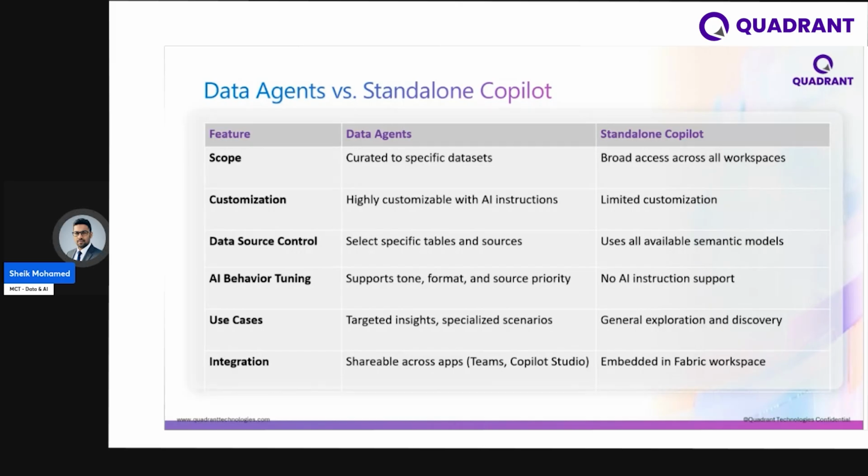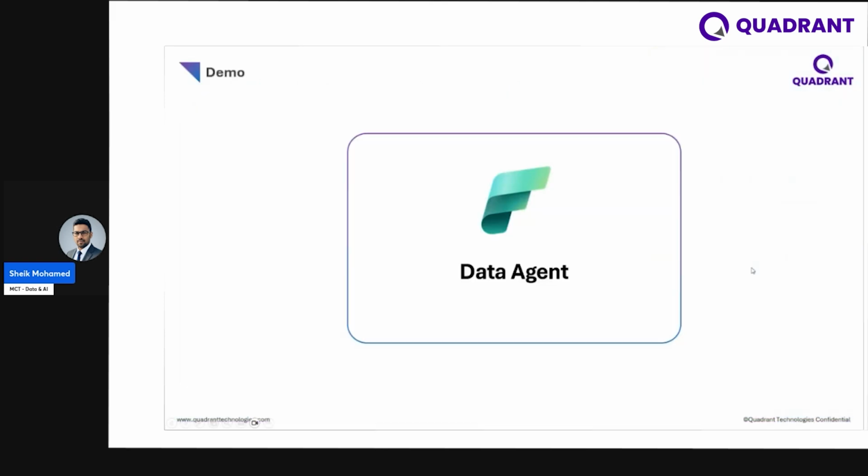That's for more like general exploration and discovery, right? That's the use case we can talk about. But for targeted insights and more specific, specialized scenarios for curated data sets, then you would go for data agents. And on the integration side, the data agents that you're creating are quite shareable across Teams and Copilot Studio. But standalone Copilot is quite embedded within the Fabric workspace itself.